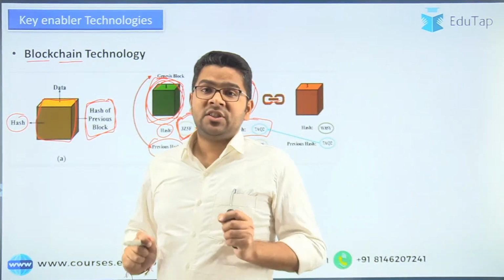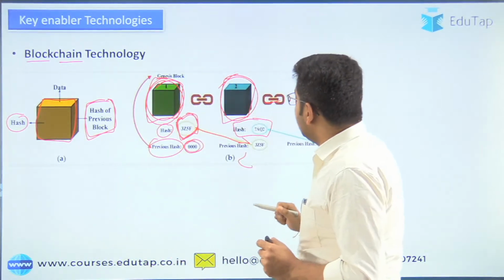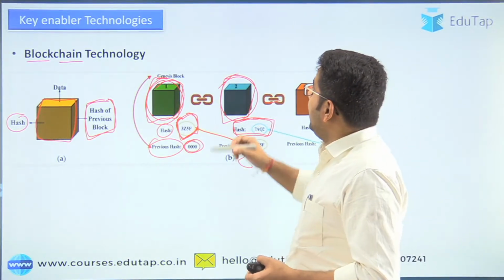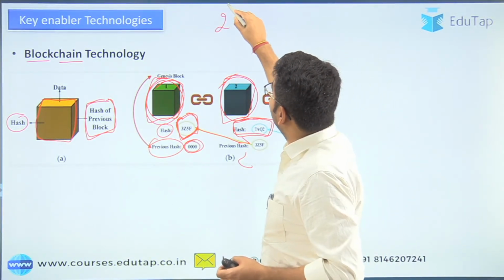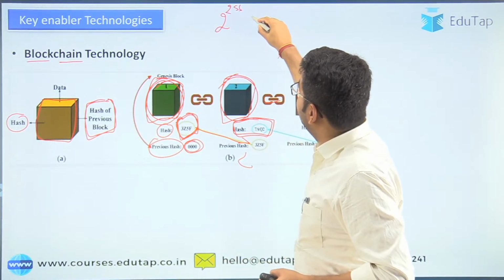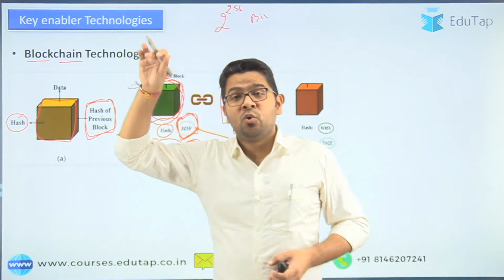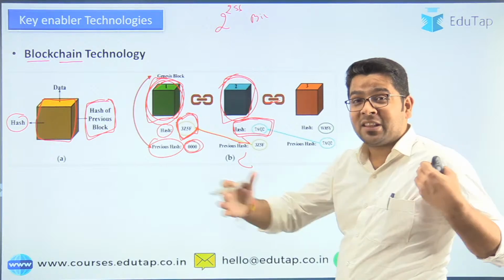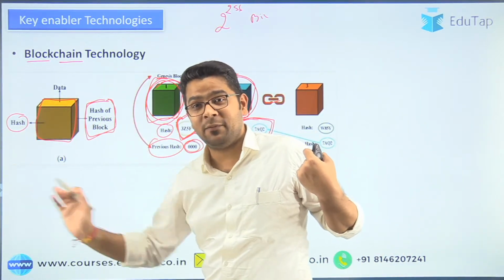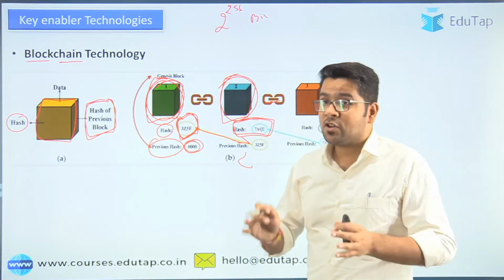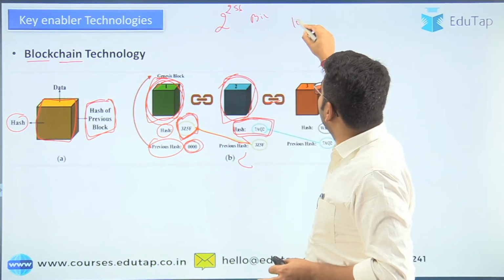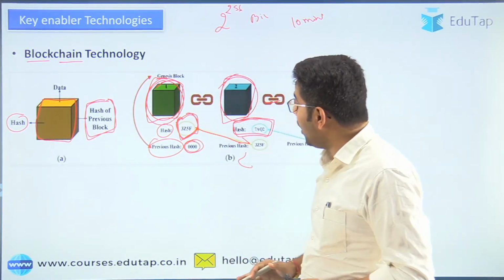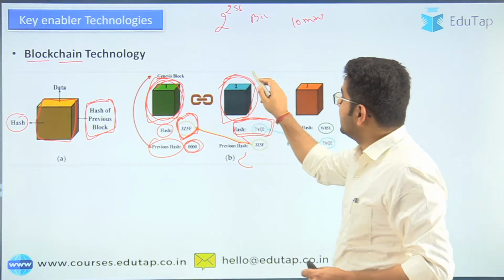But what is the catch here? The important catch here is that you cannot play with the hash. It is an encrypted code, and the code will be something like 2 to the power 256 bit. So there will be a number of 2 to the power 256, sorry. Okay, so you can see how long this hash, or the security key, will be. Even the best of the computers take almost 10 minutes to create such a key.